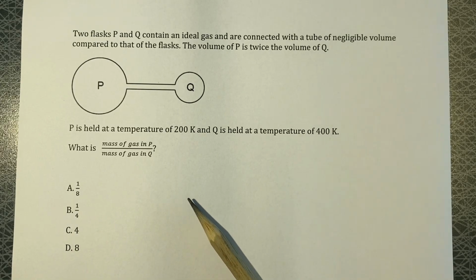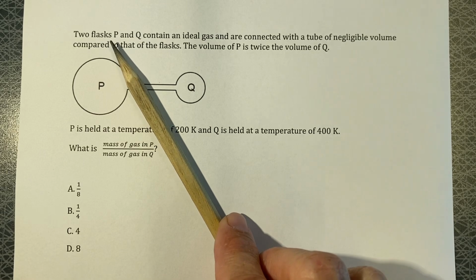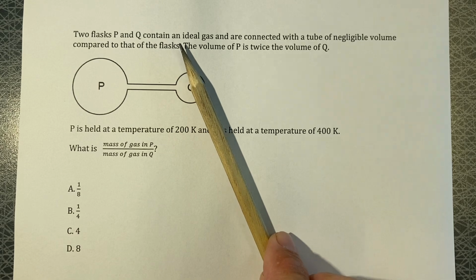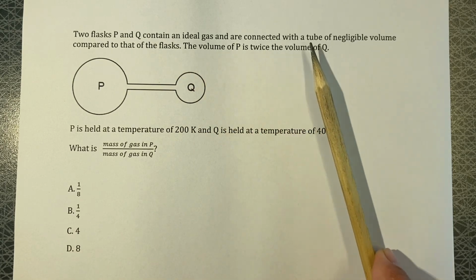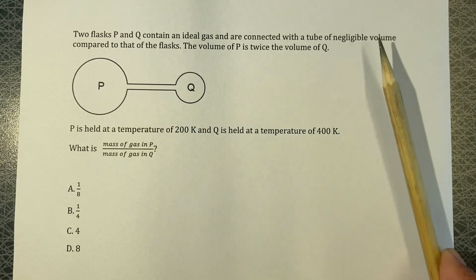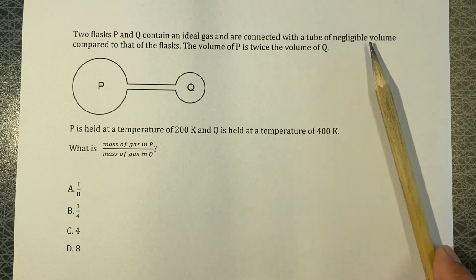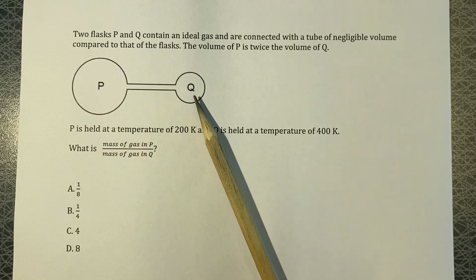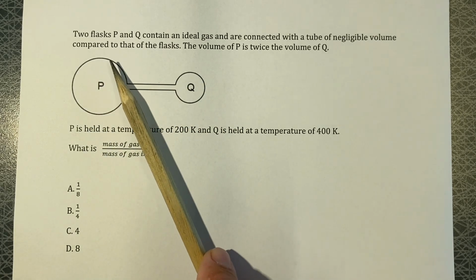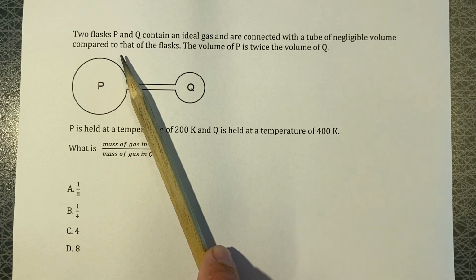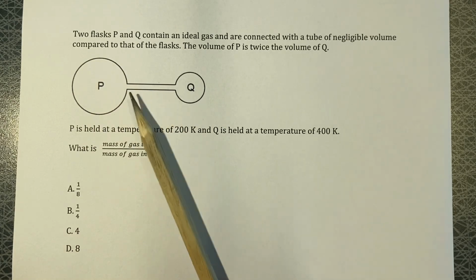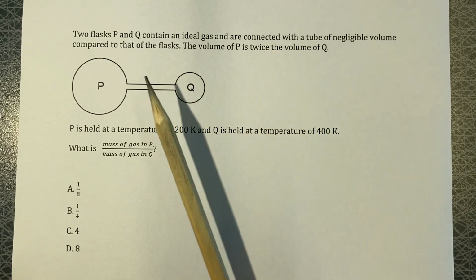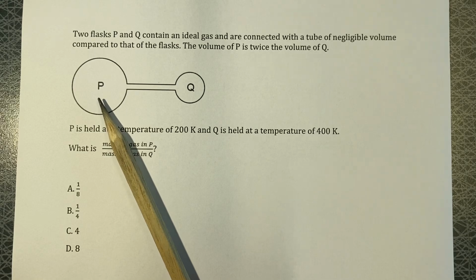Okay, so two flasks P and Q contain an ideal gas and are connected with a tube, you can see it here, of negligible volume. So negligible volume compared with that volume and that volume, compared to that of the flasks. The volume of P is twice the volume of Q. You can see this looks bigger, it's twice the size of Q.